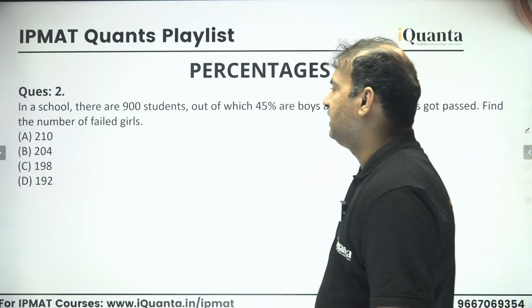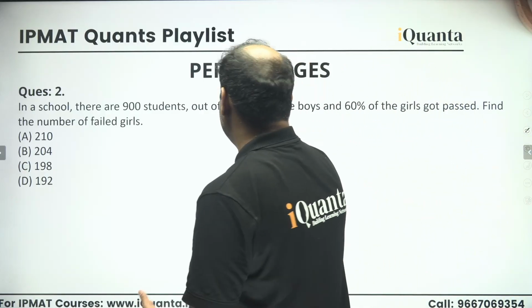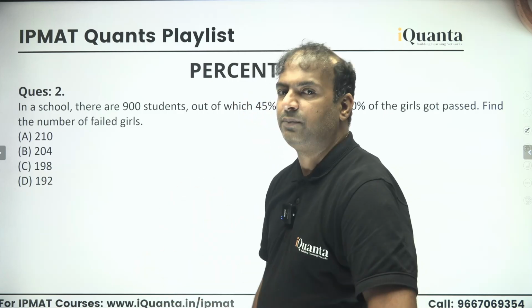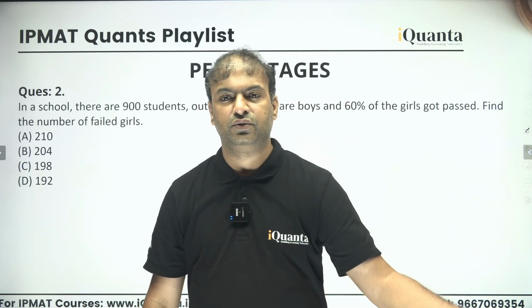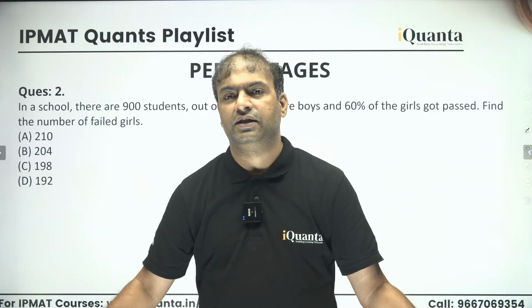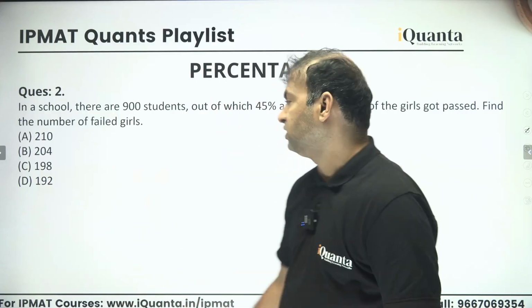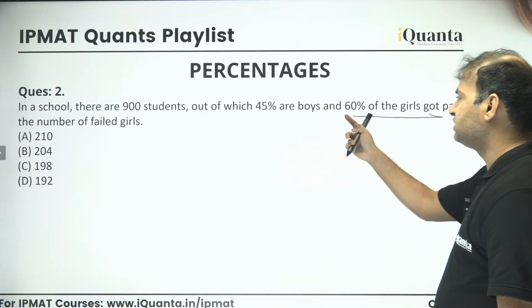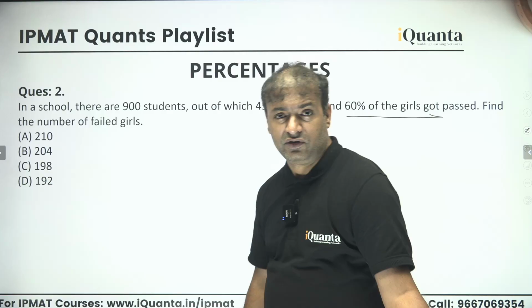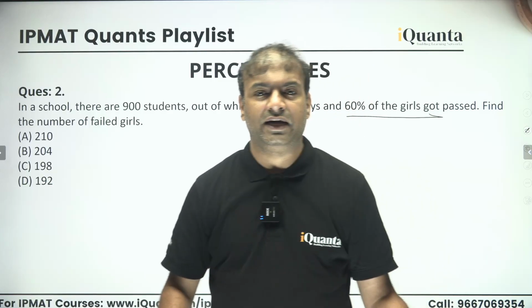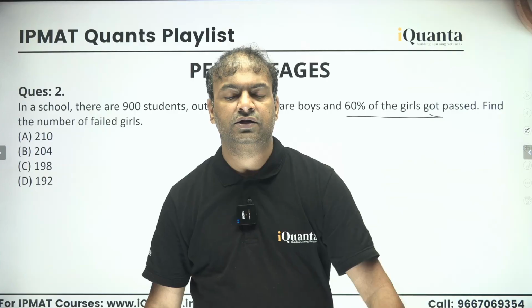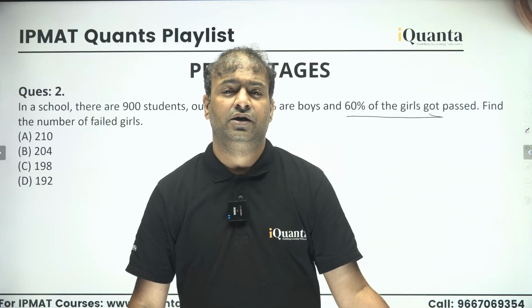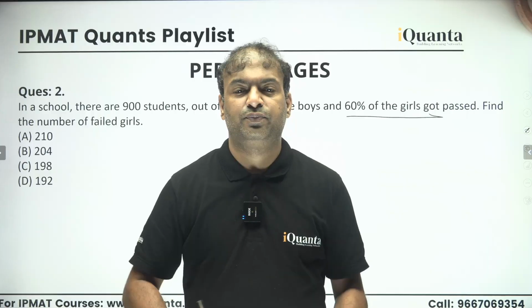We used to find the total number of boys first, and then subtract it from the total students to get the number of girls. Then among the girls, we used to find the number of passed girls first, because that is given obviously. Then we subtracted the number of passed girls from the total girls to get the number of failed girls. Obviously, this is the right method, but it's a bit lengthy.